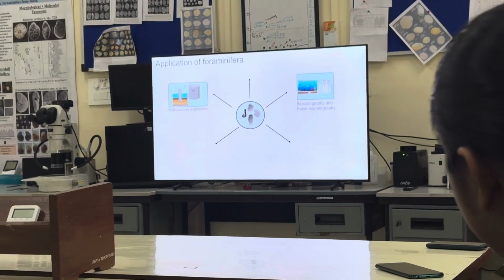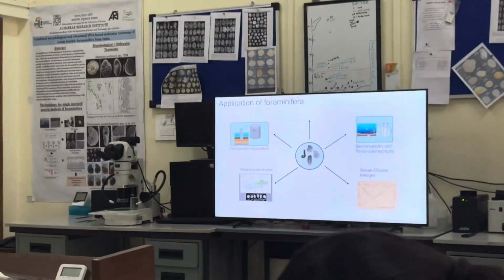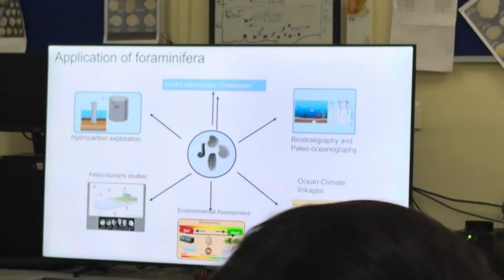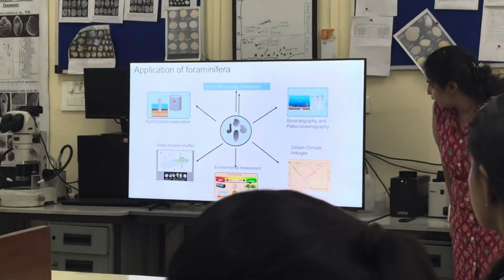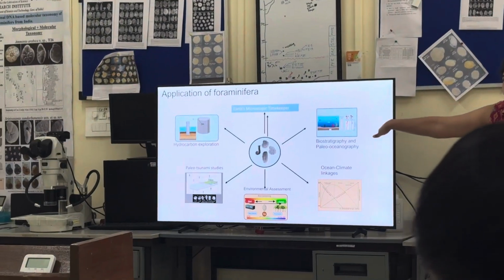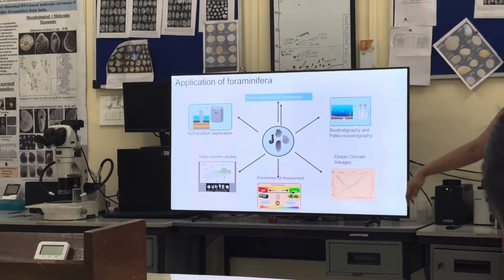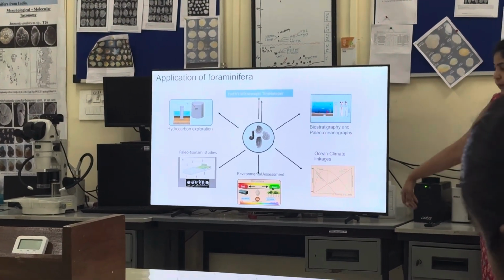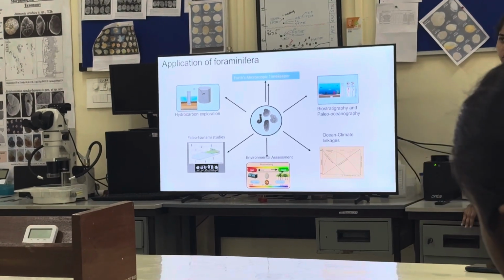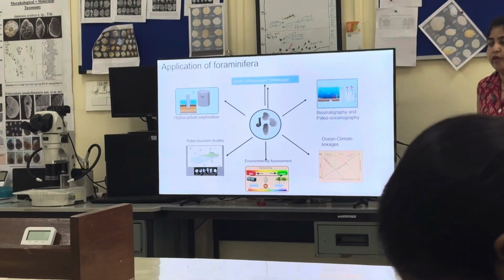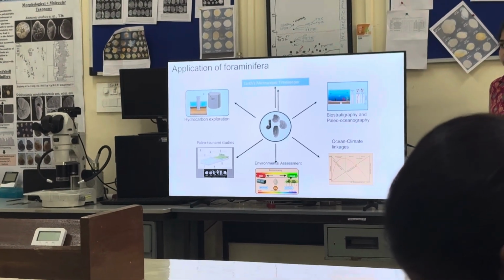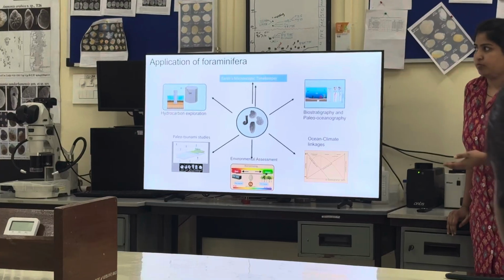So these are the different applications of foraminifers. Hydrocarbon exploration, paleoceanography studies, biostratigraphy. I think you've learned all of them in your postdoc and syllabus. Ocean climate linkage, and I'm working on environmental assessment. So basically, I'm using foraminifera as indicators to understand the health of a particular water body, an estuary, basically.